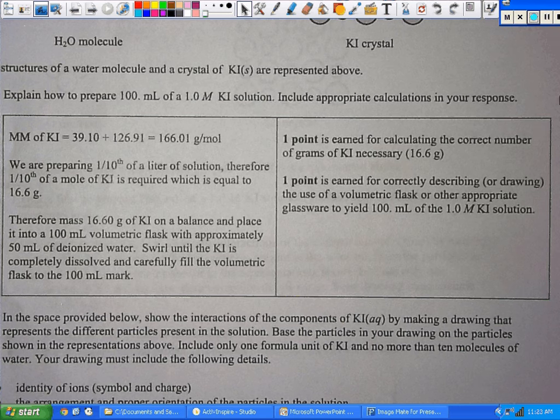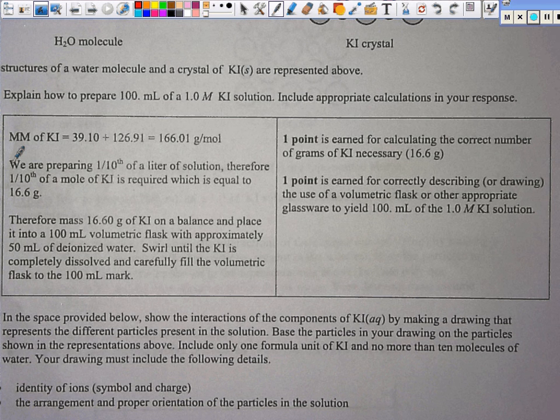We are preparing, now this drives me nuts, we are preparing 1/10 of a liter. Why'd they do that? What is 1/10 of a liter? 100 milliliters. I don't know why they did this. This really drives me nuts, but then guess what? Those smart, intelligent chemistry people wrote that grammatically incorrect. Idiots. Okay. That's why they're chemistry people. We don't know how to do English, but we know what this means.